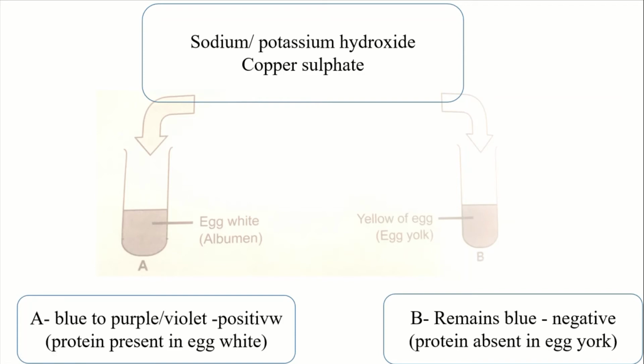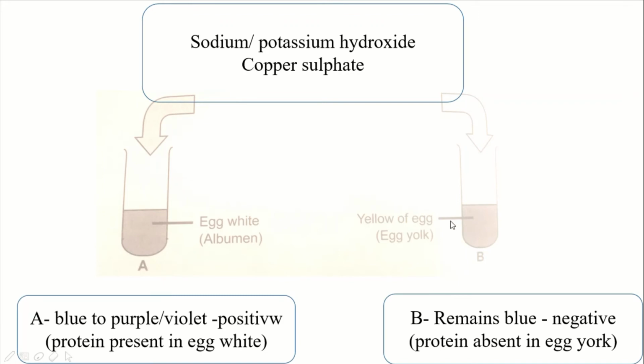But when do we get a positive result? A positive result is when it changes from blue to purple, or rather violet. That is to show that you have a positive result, or rather that is to show that protein is present. So we are told that in test tube A, there will be a positive result because your solution will change from blue to purple, or rather violet, to show that yes, protein is actually present in your egg white.